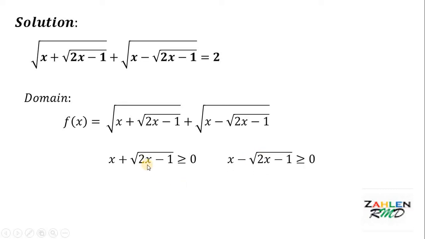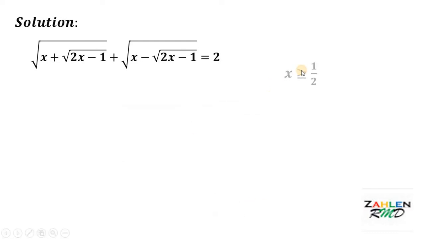Next, with the same reasoning, we know that 2x minus 1 cannot be equal to a negative number. Therefore, 2x minus 1 must be greater than or equal to 0. Now, subtract 1 both sides and then divide by 2 both sides, and we get that x must be greater than or equal to 1/2. Therefore, the domain of our function is x greater than or equal to 1/2.